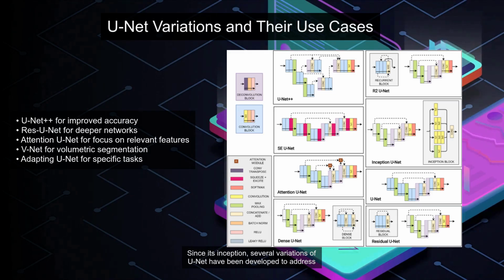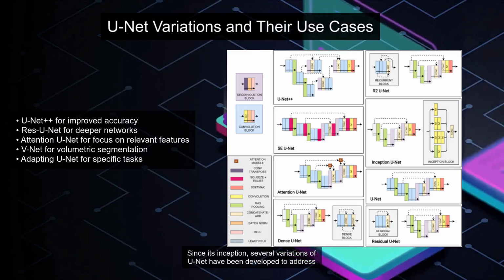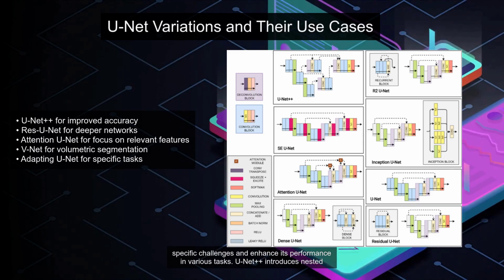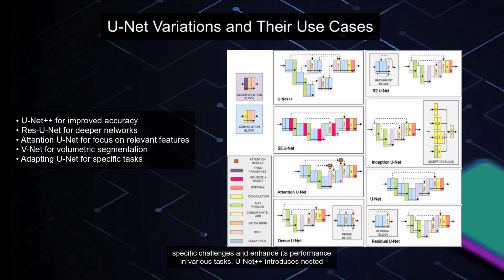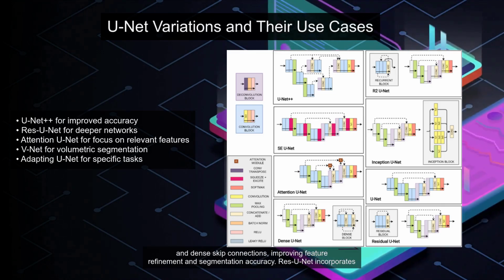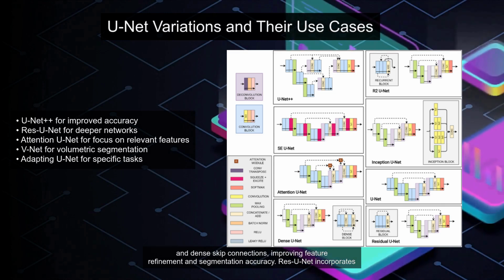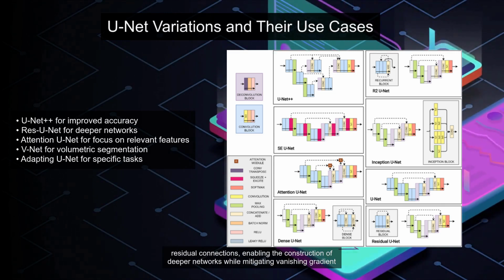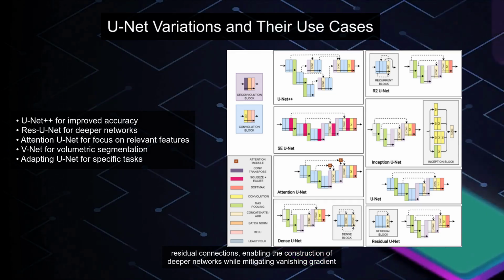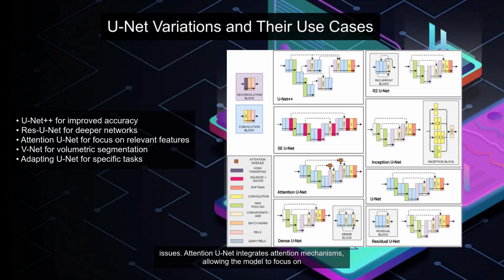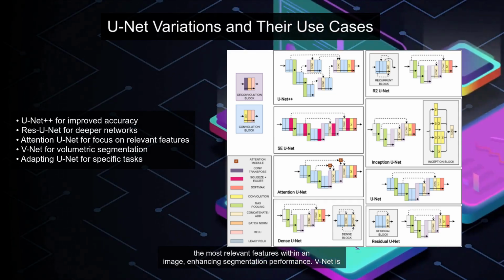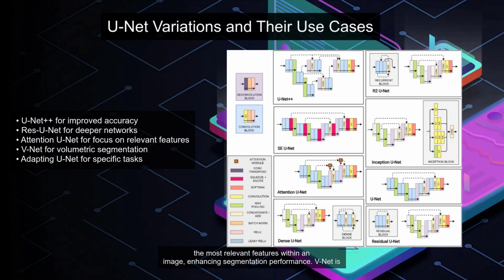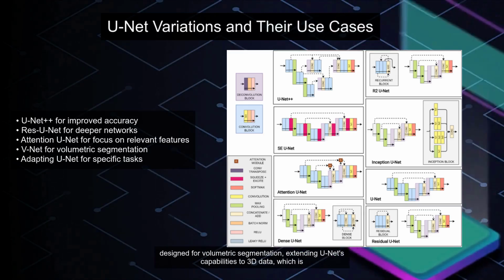Since its inception, several variations of UNet have been developed to address specific challenges and enhance its performance in various tasks. UNet++ introduces nested and dense skip connections, improving feature refinement and segmentation accuracy. ResUNet incorporates residual connections, enabling the construction of deeper networks while mitigating vanishing gradient issues. AttentionUNet integrates attention mechanisms, allowing the model to focus on the most relevant features within an image, enhancing segmentation performance.